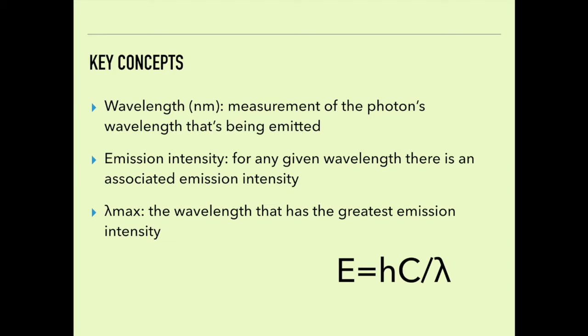It is proportional to the number of photons of any certain wavelength being emitted. The lambda max is a wavelength that has the greatest emission intensity. In other words, the lambda max represents the amount of energy of the photon that is being emitted with the greatest intensity. The equation on the bottom right relates energy to wavelength. The relationship between these two is inversely proportional, meaning that as one increases, the other decreases.